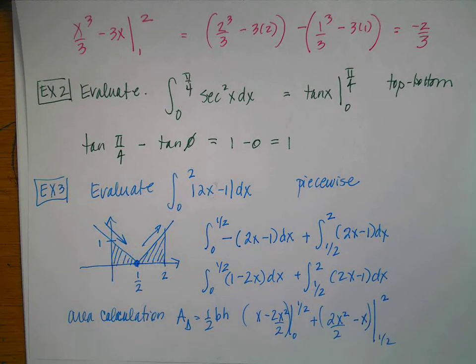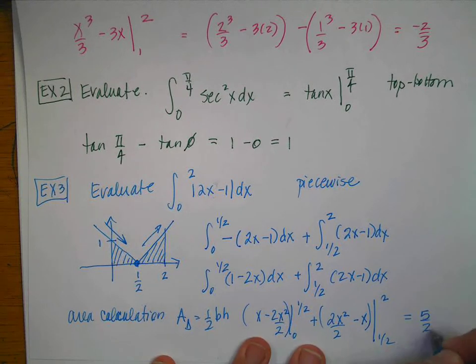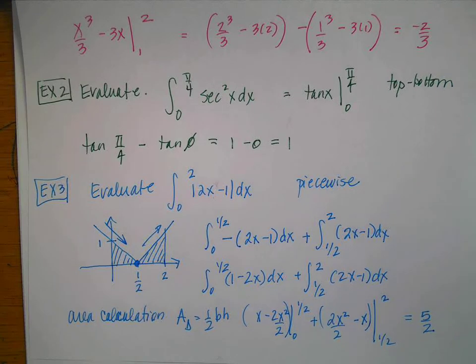And again, I'm assuming you are brilliant at this point and that you can do those calculations, and when you do, you will get 5/2. Remember that it's always top minus the bottom on a definite integral.